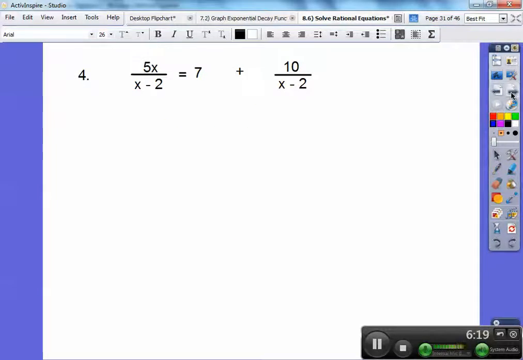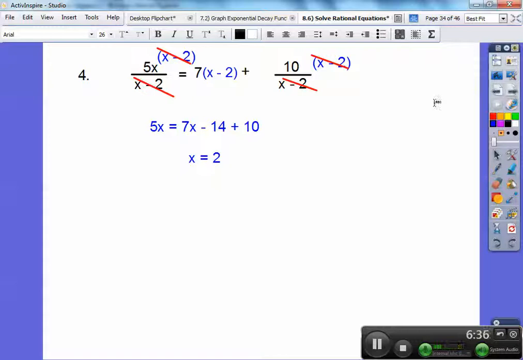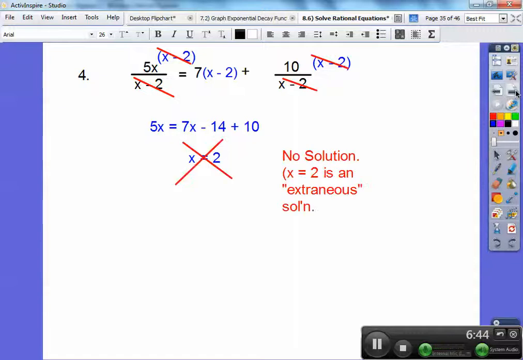Going to multiply everything by x minus 2, including the 7, you guys. All right, so now the x minus 2's cancel. I'm left with 5x here, 7x minus 14. Here, those cancel, 10. Now this is a simple pre-algebra question, you guys. You get x equals 2. All right, now check it out. Does it give me 0 in the denominator when x equals 2? Yes, and you can't have 0 in the denominator. So whenever that happens, it doesn't work. You say no solution, and that x is called an extraneous solution, you guys.